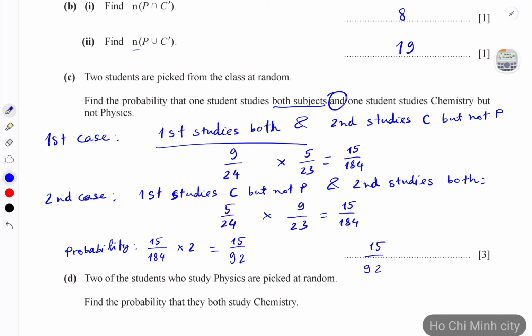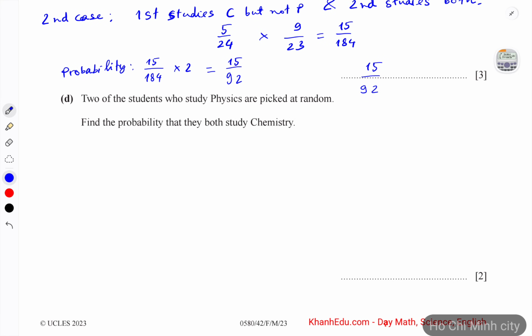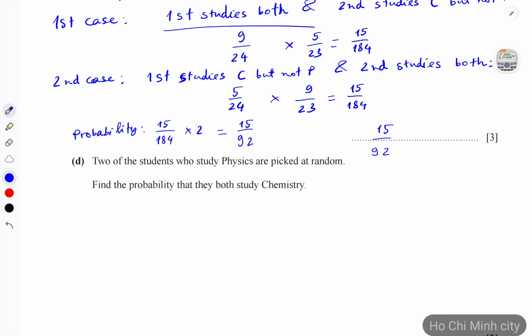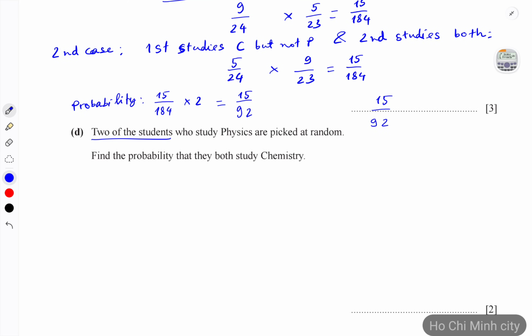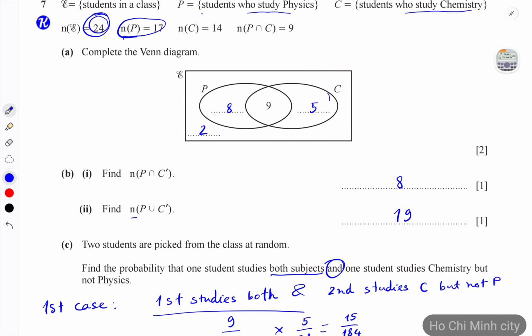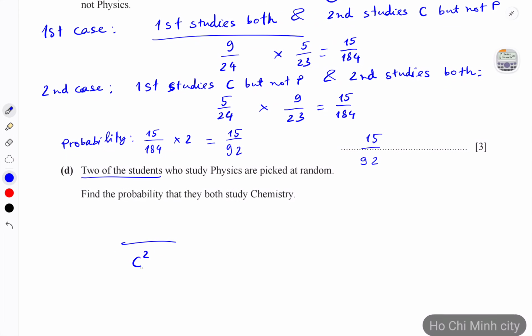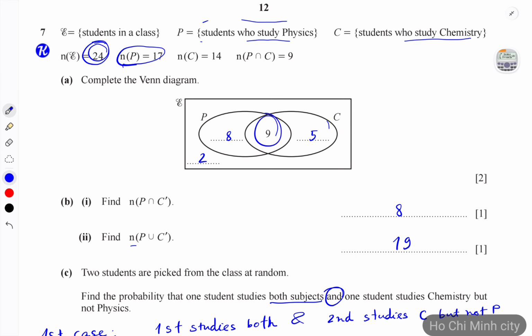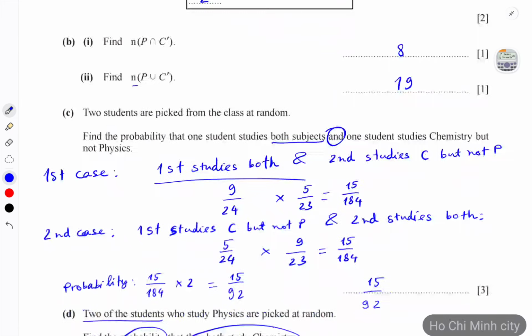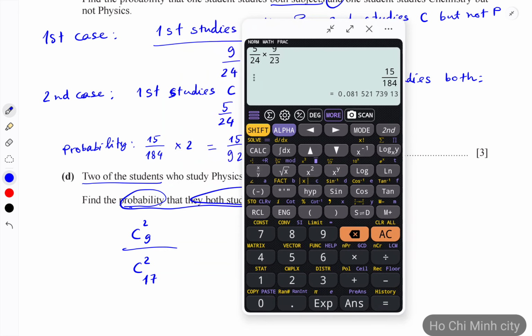Okay, 92. And part B, 2 of the students who study physics are picked at random. Find the probability that they both study chemistry. All right, so here is a conditional probability. We already know that 2 of them are picked from physics. So we can know the total number of chances, that is the denominator of the fraction of the probability, that is C2 out of how many in physics? 8 plus 9, that is 17, right? 17. And we need to find the probability that they both study chemistry. All right, so that is C2 from number 9, because 9 is the number of students who study both physics and chemistry.